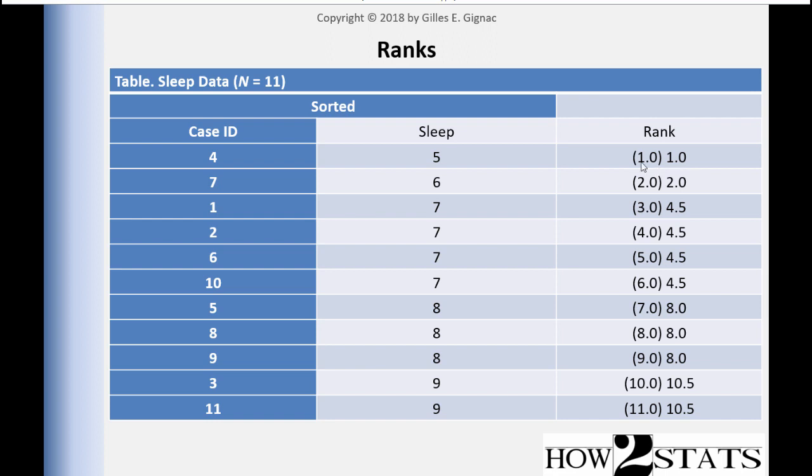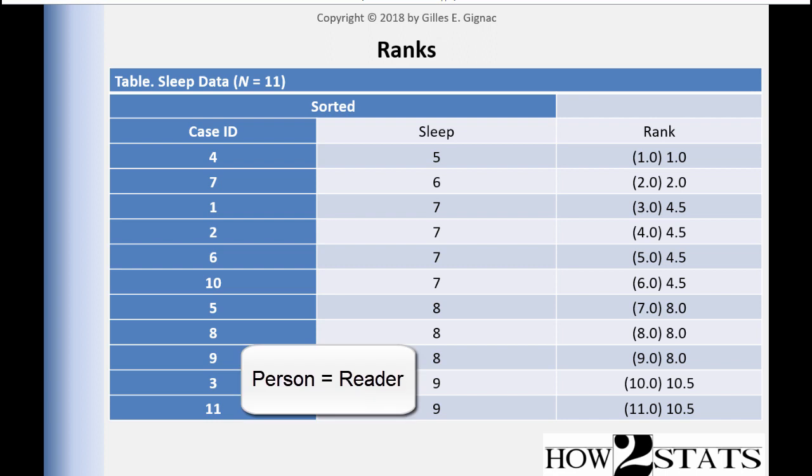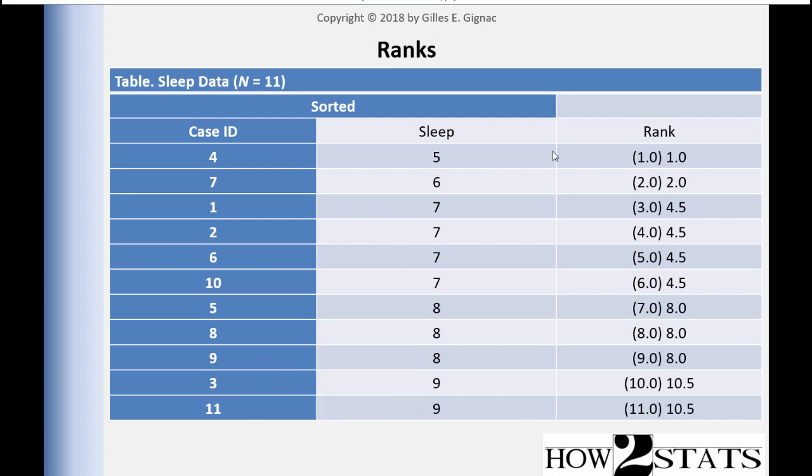Now I should say there's no hard rule that says you have to give the lowest sleep value the lowest rank. Most people would expect you to do that, but you do not have to do that. You could give this person a rank of 11 and this person 10, 9, 8, 7, 6. You could do it backwards and then calculate your ranks that way. You just have to tell the person you did that, otherwise you might confuse them. So typically I would rank highest to lowest numerical values with highest to lowest rank values.